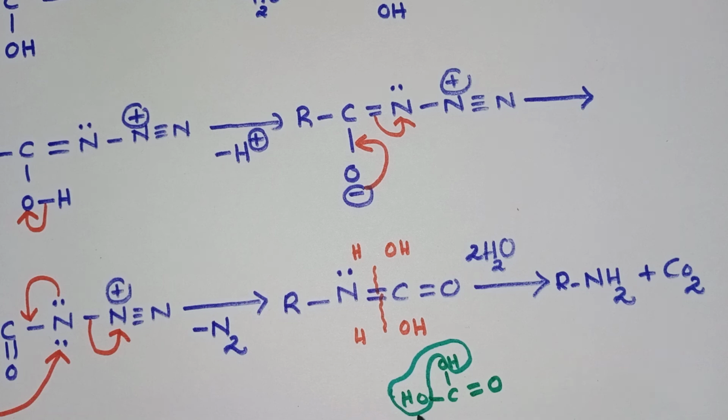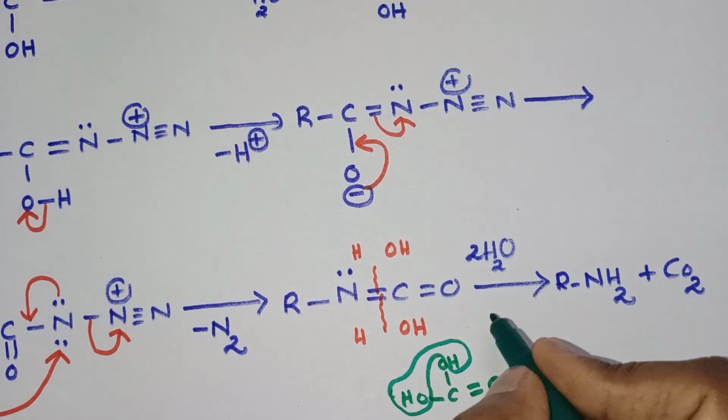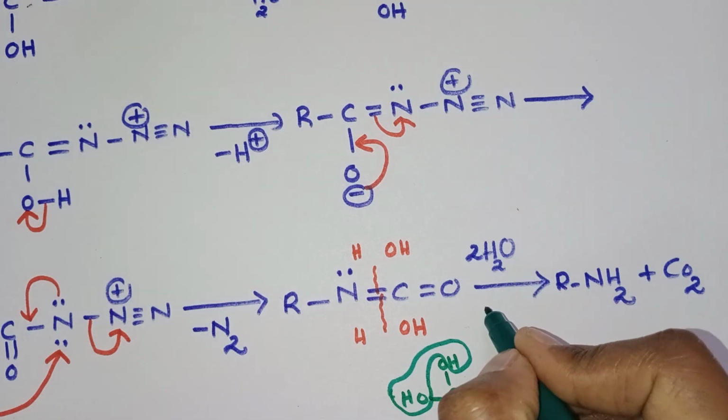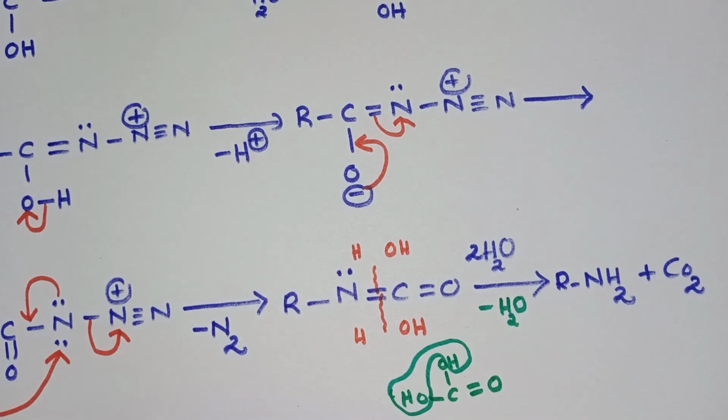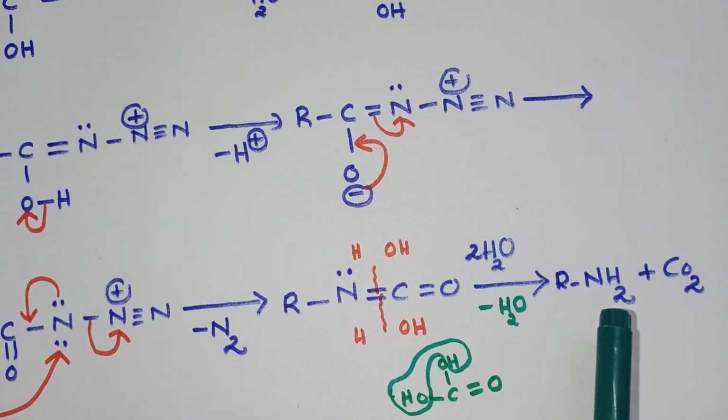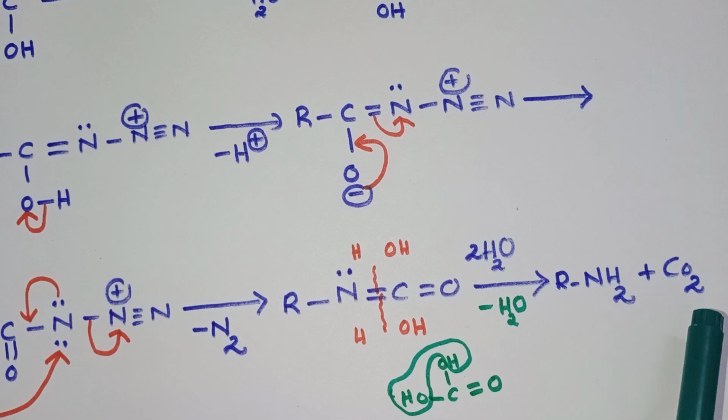So H2O comes out, and what remains? 2 oxygens with 1 carbon, CO2. Actually here you can write minus H2O. 2 molecules will be added, minus H2O will come out, 1 water molecule will be coming out. Finally giving us the product RNH2 plus carbon dioxide. Okay students, this is the main product of Schmidt reaction.